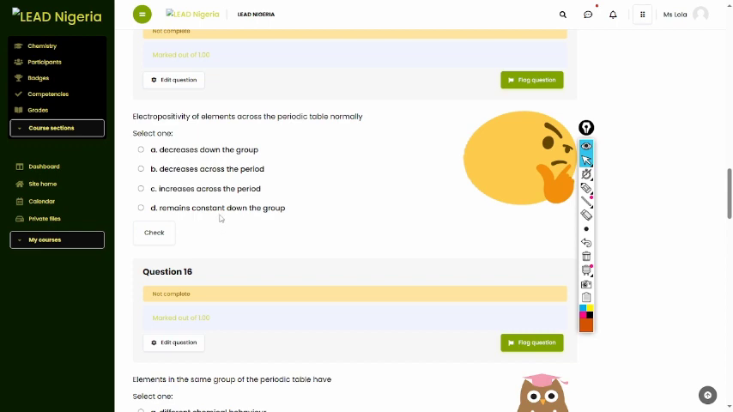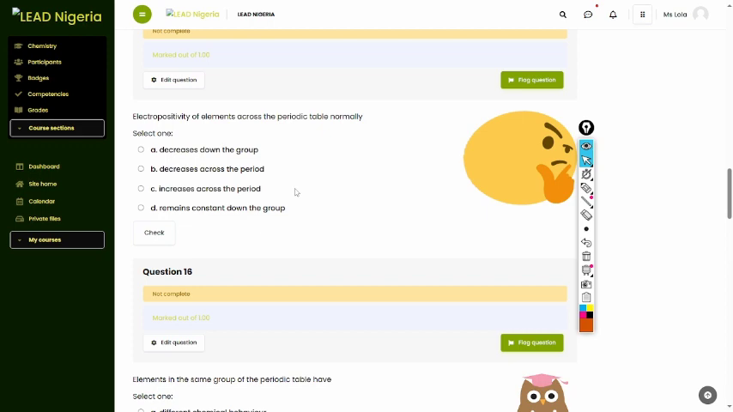Electropositivity of elements across the periodic table normally. So this is asking what the trend of electropositivity across the period is. As you move across the period, we're going from metals to non-metals. Electropositivity refers to the ability of an atom to lose electrons. Now, metals in group 1 to 3 would easily lose electrons compared to non-metals. Non-metals will rather gain electrons.